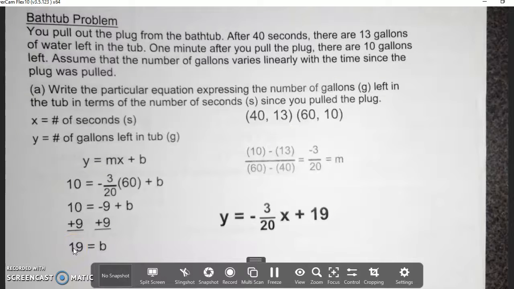So now we're going to talk about the bathtub problem, and you should have taken your time, pulled the bathtub problem off your materials list, and tried to work it on your own. I'm just going to be going over the answers. So you pull out the plug from the bathtub.